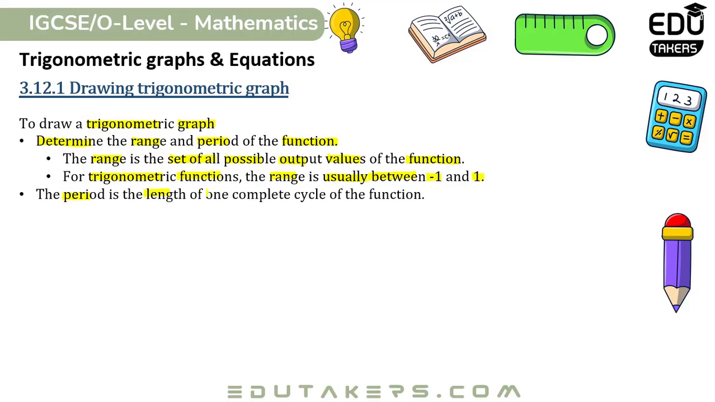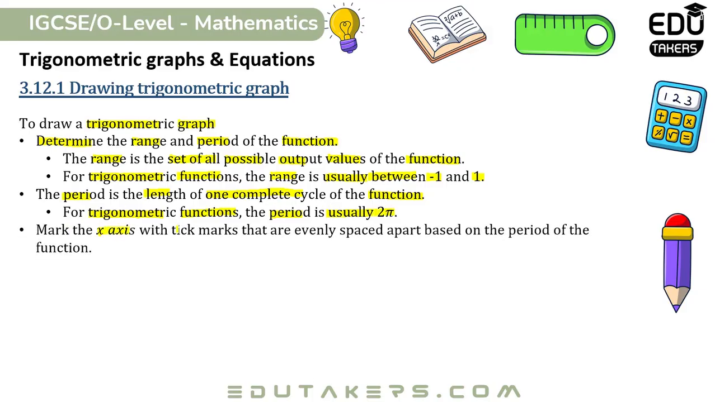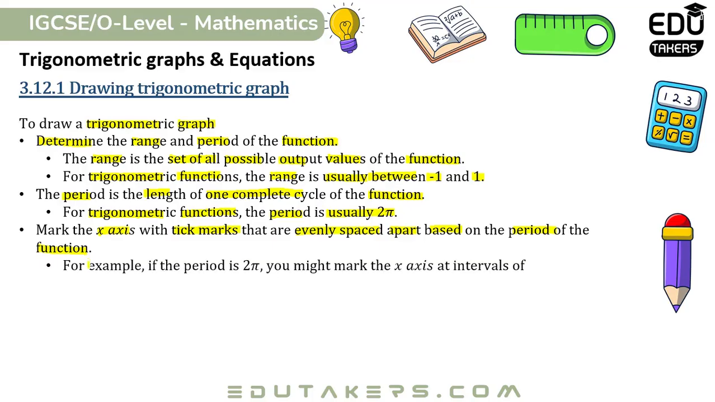The period is the length of one complete cycle of the function. For trigonometric functions, the period is usually 2 pi. Mark the x-axis with tick marks that are evenly spaced apart based on the period of the function. For example, if the period is 2 pi, you might mark the x-axis at intervals of pi over 2, pi, 3 pi over 2.